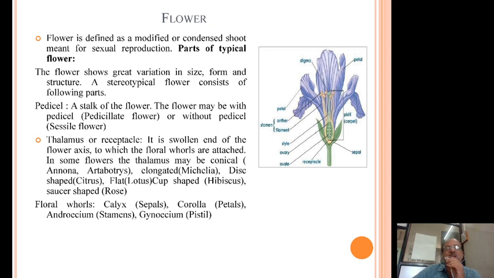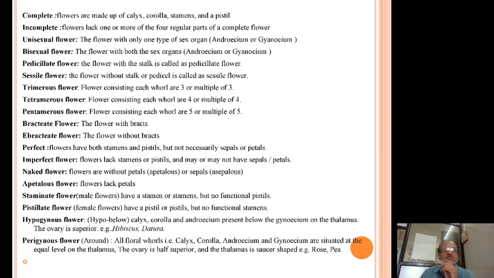Necessary whorls are those whorls without which the flower will not be able to function. So your function is sexual reproduction, and in sexual reproduction you have the androecium and the gynoecium which are involved. So they are the necessary whorls. Whereas calyx and corolla, they are just helping. So they are the accessory whorls. So of all the four whorls, calyx, corolla, androecium and gynoecium, calyx and corolla are the accessory whorls, whereas androecium and gynoecium are the necessary whorls.